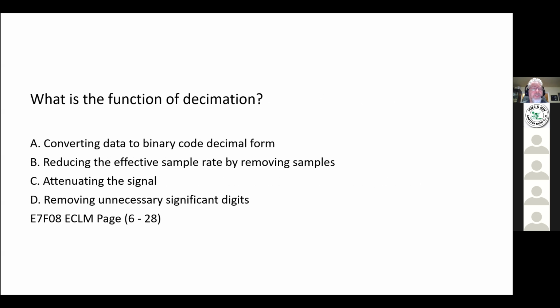What is the function of decimation? A, converting data to binary coded decimal form. B, reducing the effective sample rate by removing samples. C, attenuating the signal. Or D, removing unnecessary significant digits. Bravo is correct, reducing the effective sample rate by removing samples.